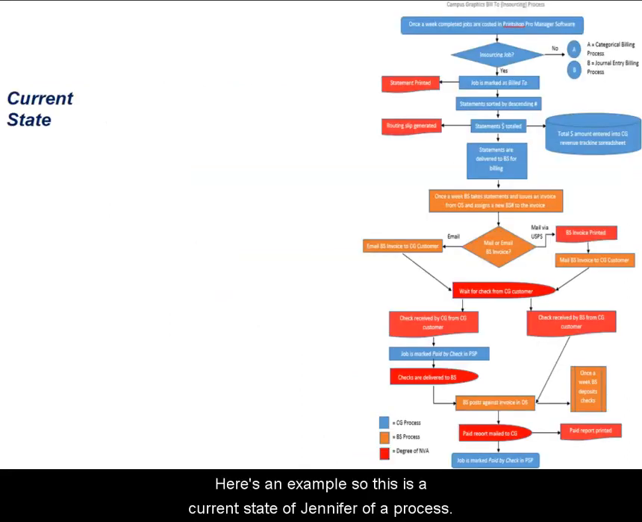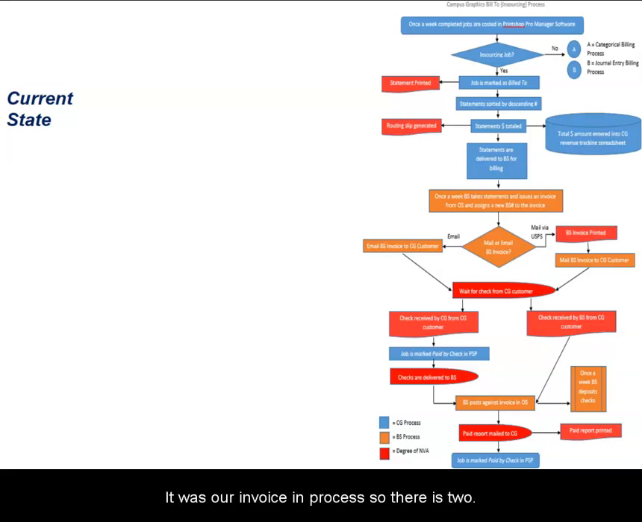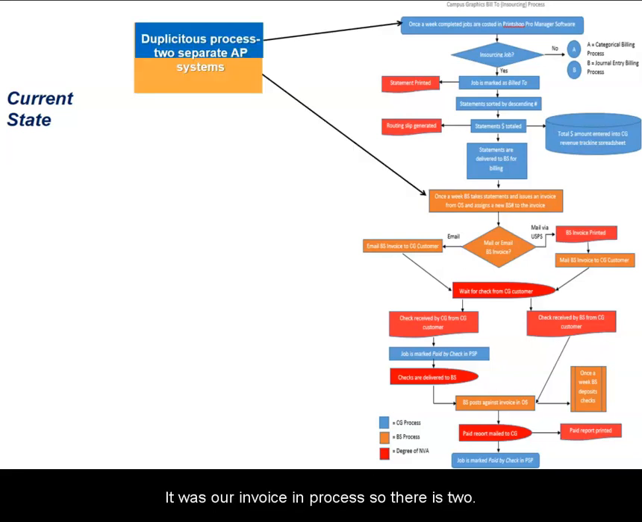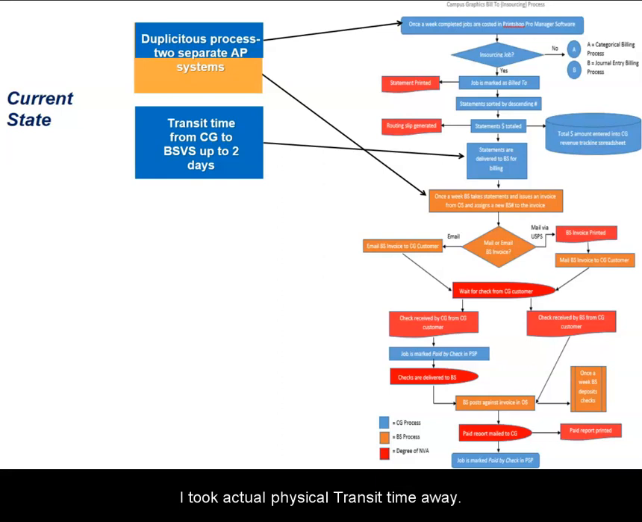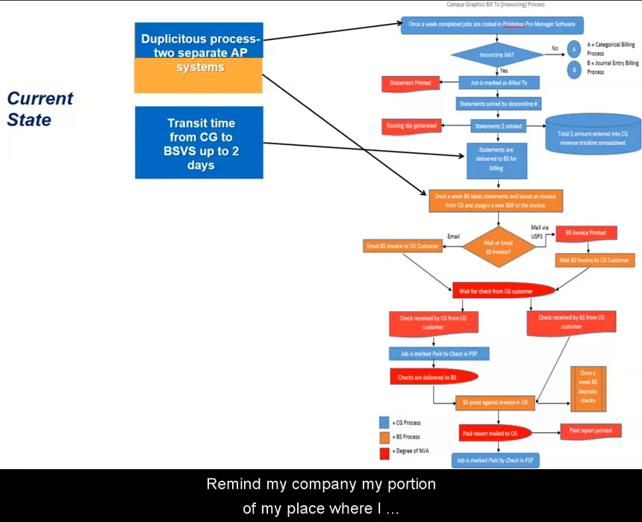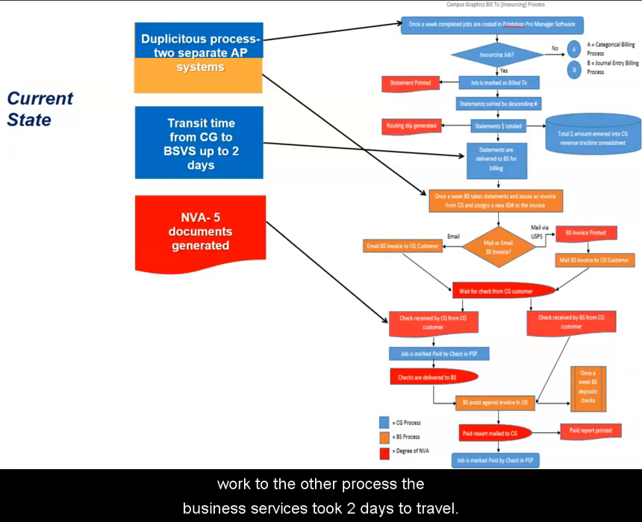Here's an example. This is a current state map I did of a process. It was our invoicing process. There were two different invoicing systems in this process. It took actual physical transit time, a waste, from my portion of the company where I work to the other process, the business services. It took 2 days to travel.